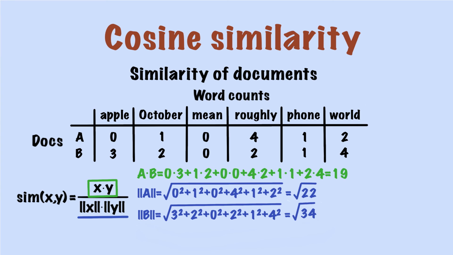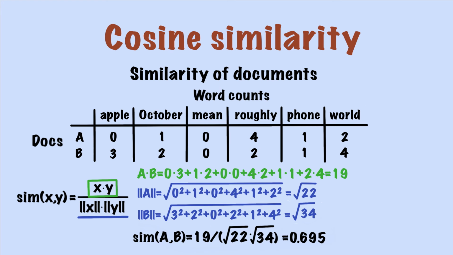Then, we deal with the denominator. We calculate the Euclidean distance of document A and B. Afterwards, we just put the numbers in the formula. The cosine similarity between documents is around 0.695. Correspondingly, the dissimilarity between them is 1 minus 0.695, which is 0.305. So, that's the basic idea of cosine similarity.